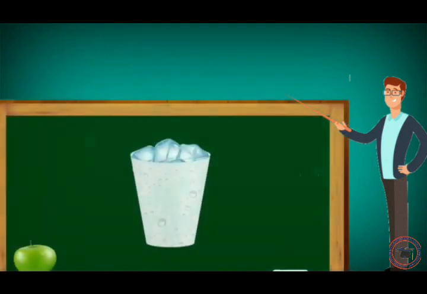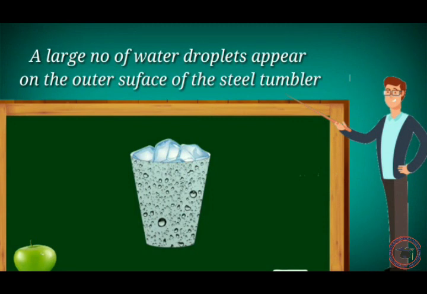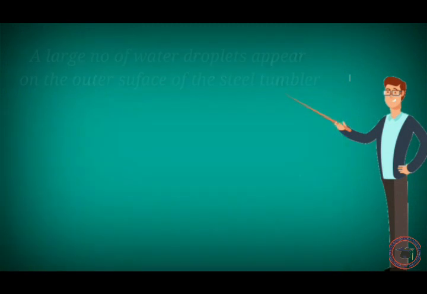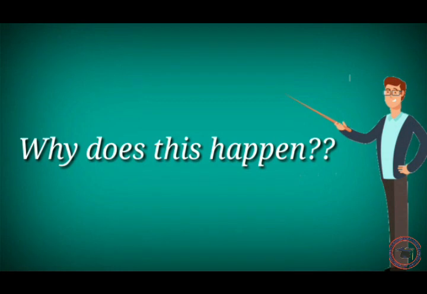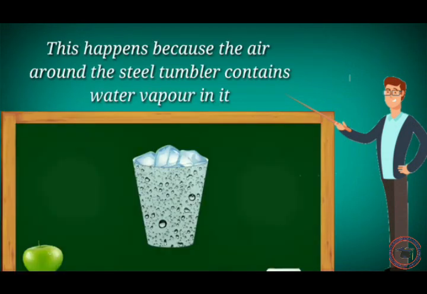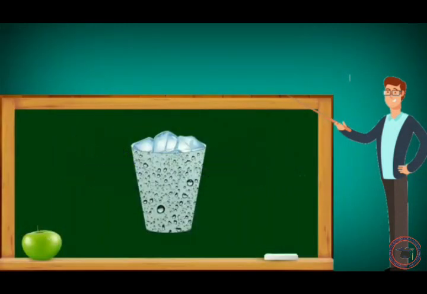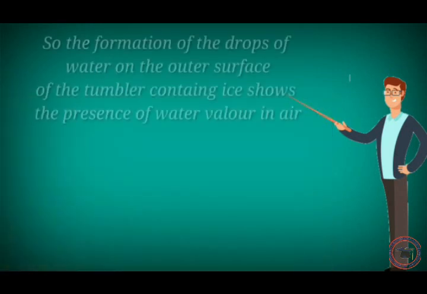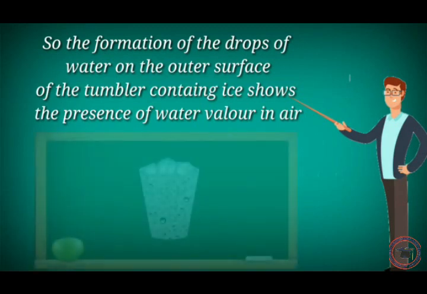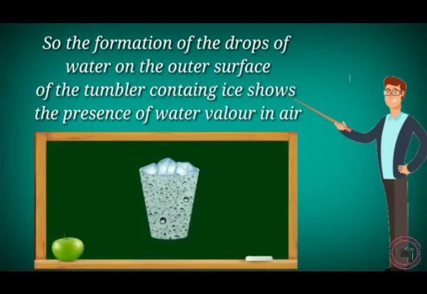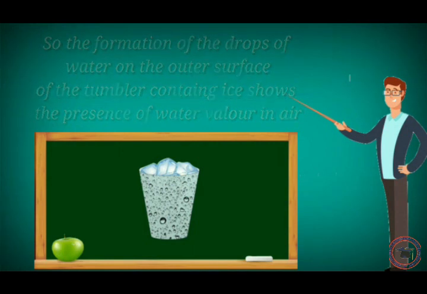A large number of tiny drops of water appear on the outer surface of the steel tumbler. Now, why does this happen? This happens because the air around the steel tumbler contains water vapor in it. When this water vapor comes in contact with the cold outside surface of the steel tumbler, it condenses to form tiny drops of liquid water. So, the formation of drops of water on the outside surface of a tumbler containing crushed ice shows the presence of water vapor in air.